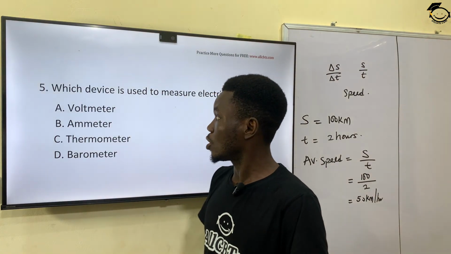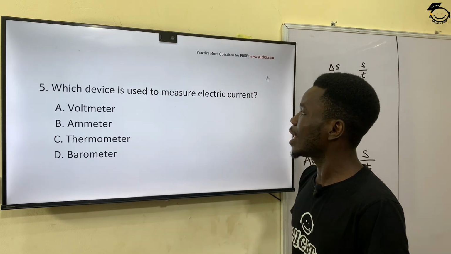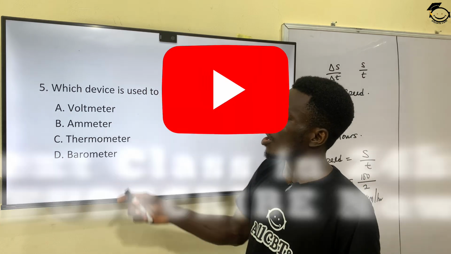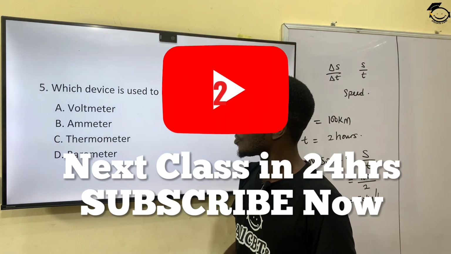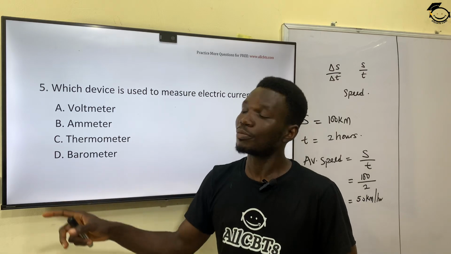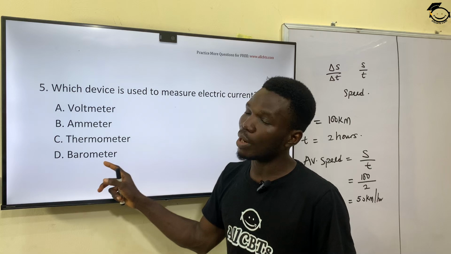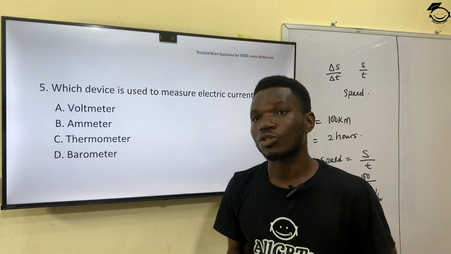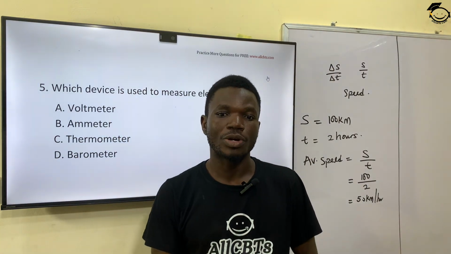So that takes us to question number 5, which says, which device is used to measure electric current? Option A says the voltmeter. The voltmeter is used for measuring voltage. Option B says the ammeter. Option C says the thermometer. Option D says the barometer. The thermometer is used for measuring temperature, and the barometer is used for measuring pressure or atmospheric pressure. So the correct answer to this question is option B. The ammeter is used for measuring current.